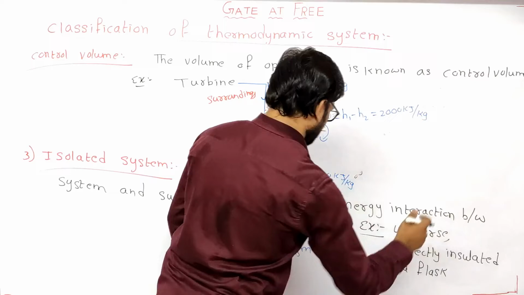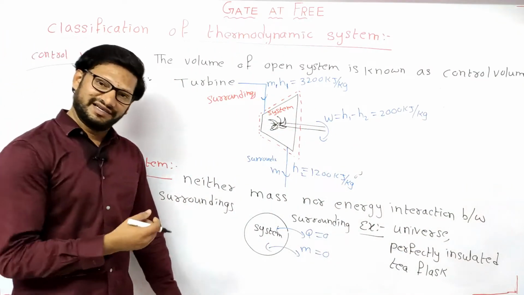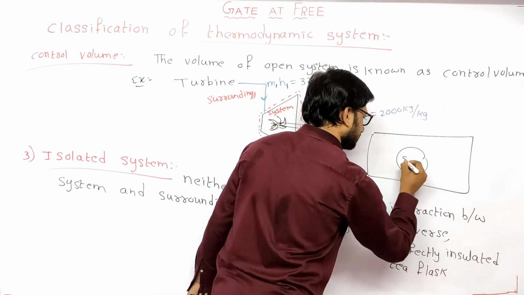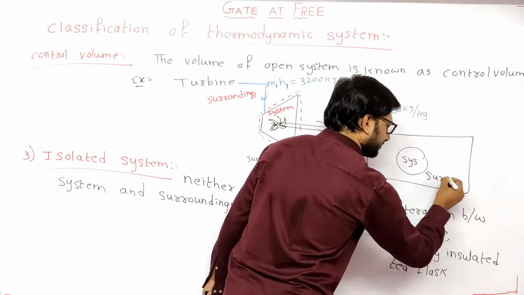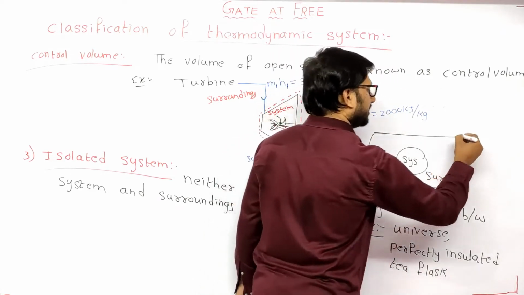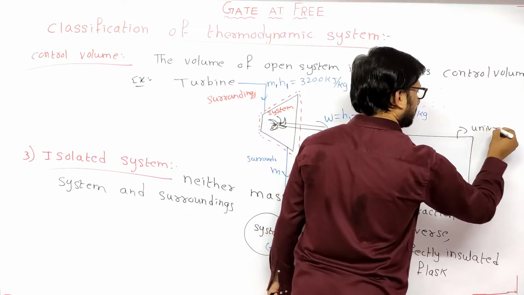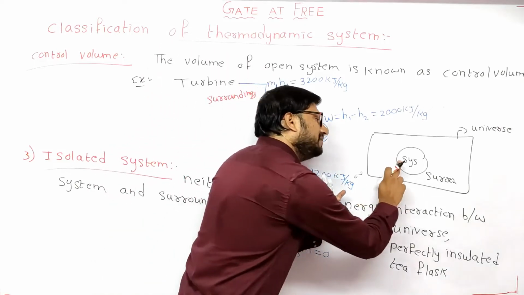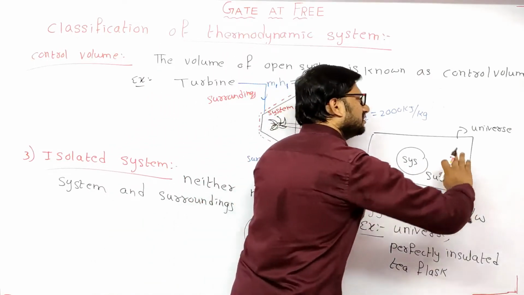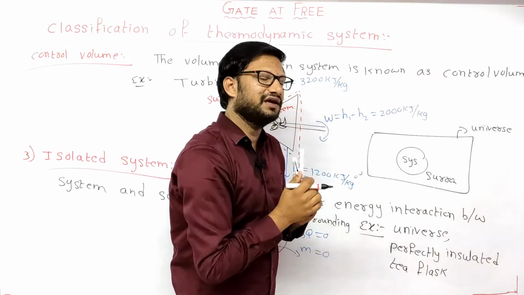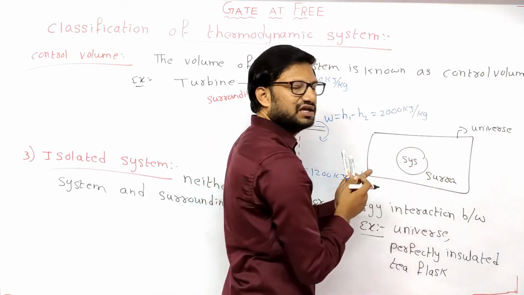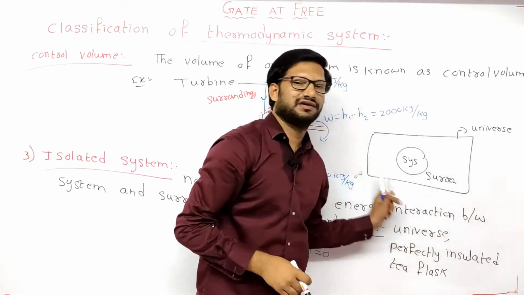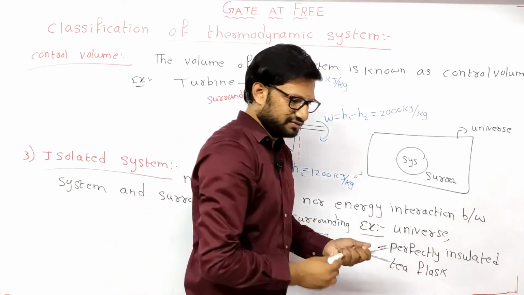And why did I say universe is an isolated system? Because system, surroundings, and this is universe. Now, whatever the energy interaction, mass interaction, is only between system and surroundings, but not beyond the universe. That's why the combined system plus surroundings, we can call it an isolated system. Simply that is universe.